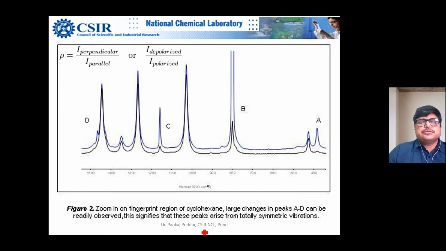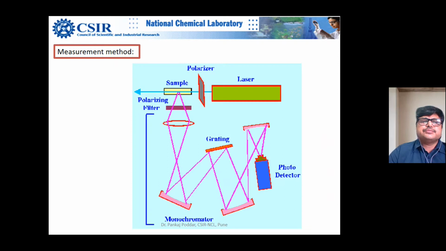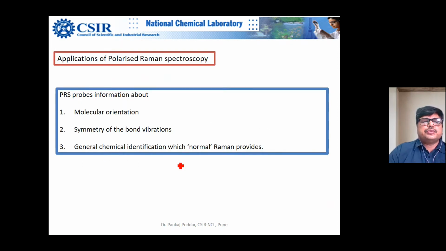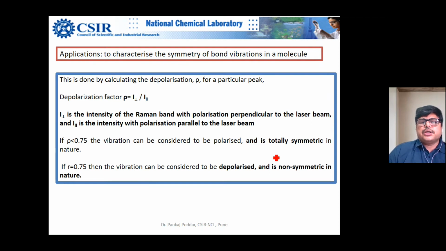This is rho here. Cyclohexane is a very good example. So this is the Raman spectrum for cyclohexane, parallel versus perpendicular. You can do this polarized Raman spectroscopy very easily using a conventional system. The only thing you need is a polarizer and analyzer. That's it, nothing else. Once you split these energies, you can look at the depolarization ratio, rho, which is the ratio of intensity in the perpendicular direction and then parallel, right? Then you can learn a lot about molecular orientation, symmetry of bond vibrations, and many other things actually. So you can conclude about the symmetric or non-symmetric nature of the system by looking at the depolarization ratio.